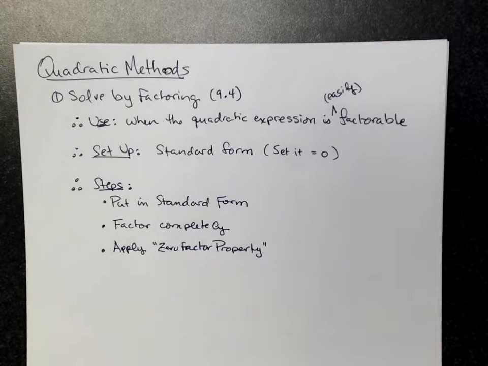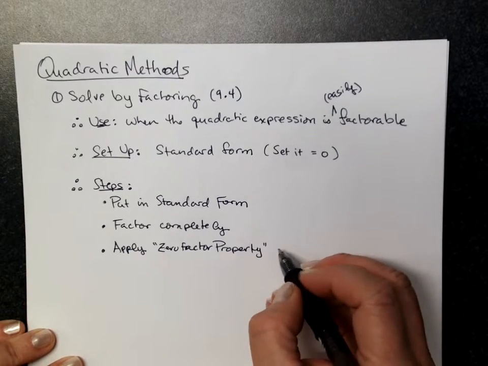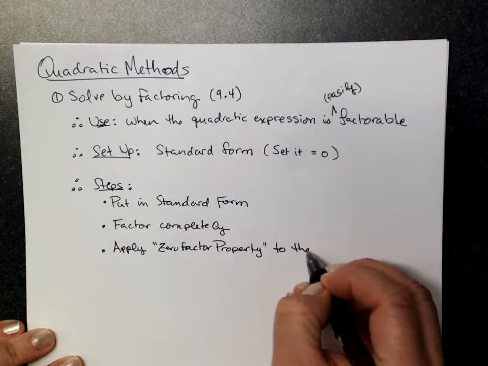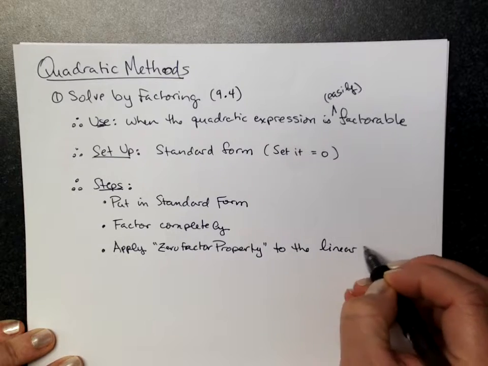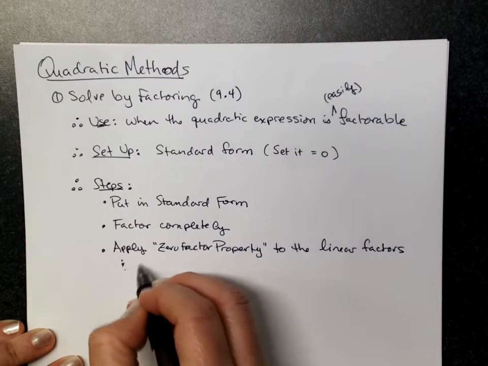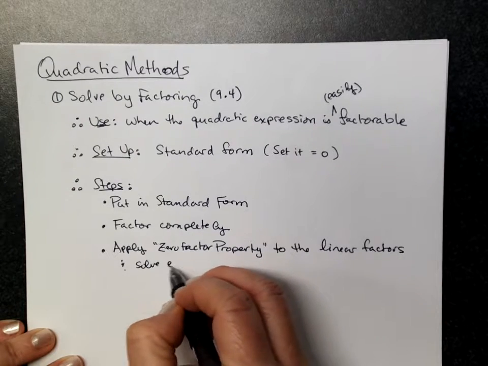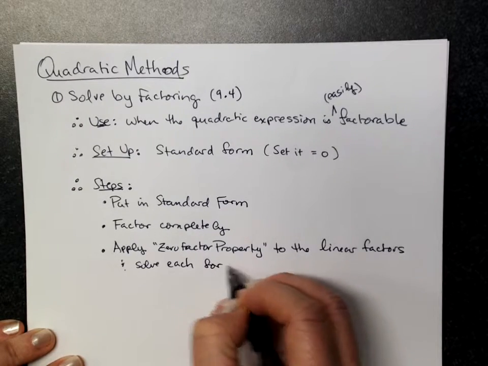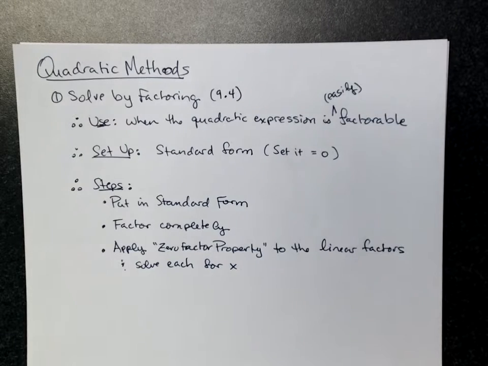And that says if you have factors equal to 0, the only way you can get a product of 0 is if one of your factors is equal to 0. It's not possible to get a product of 0 if that's not true. So you set each factor equal to 0 and solve them. So you apply the zero factor property to the linear factors and solve for x. Solve each of them for x. Okay. You'll have 2 linear factors, and so you'll get 2 solutions.